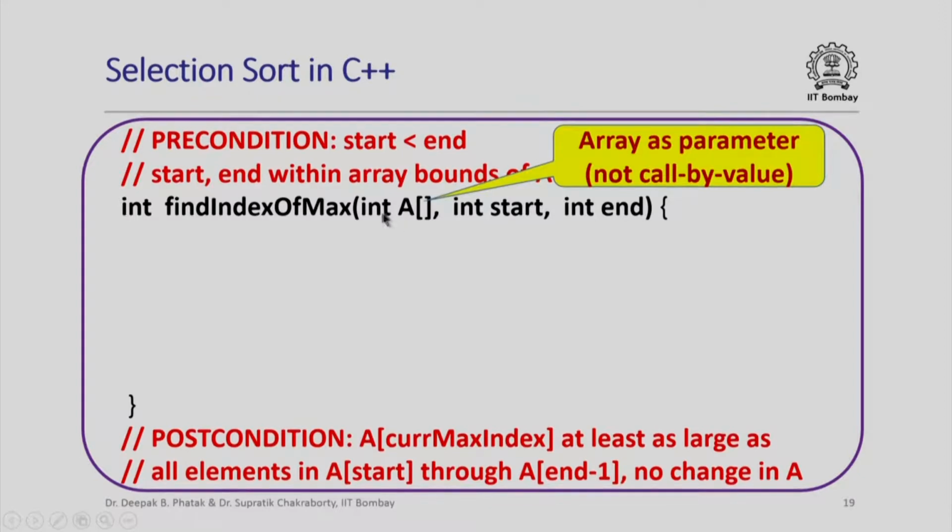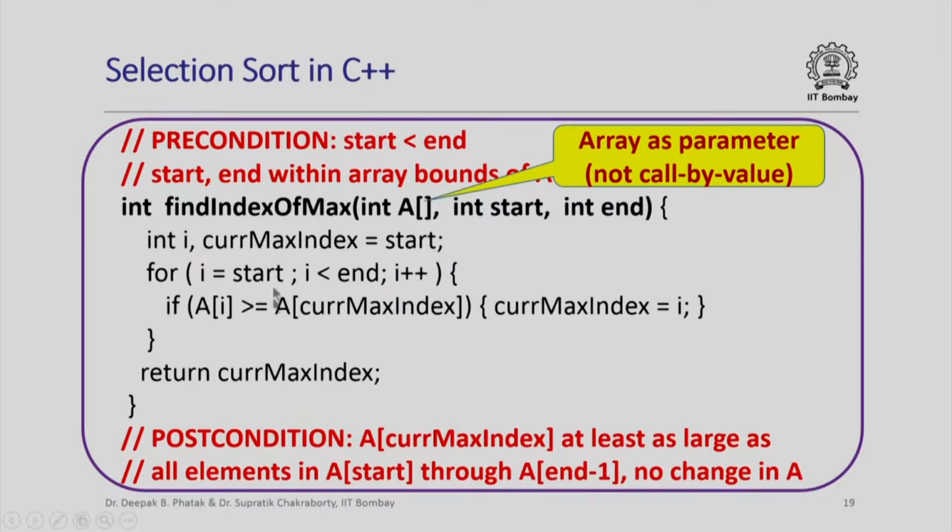So note that I am passing an integer array here as a parameter. When I put these square brackets here, I am telling the compiler that I am passing an array as a parameter and this is not call by value. Within this function, when I refer to the array A, I will be basically referring to the same array as the caller function used when this function was called. So here is how the body of find index of max might look like. It is basically very simple.